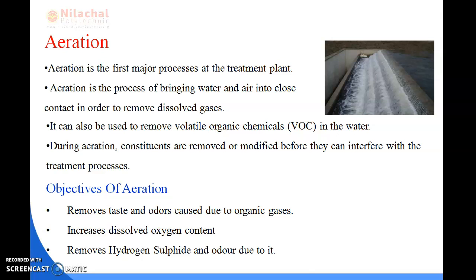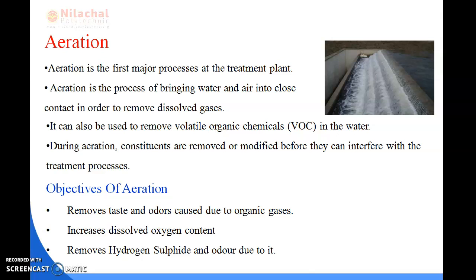So first is aeration. So what do we mean by aeration? Aeration is the first major process at the treatment plant. Okay, why has this aeration been done in the water treatment plant? Because it supplies more oxygen, removes odor, and the hydrogenic gases can be removed from the water. So in this way the aeration process is done for the treatment of the water.